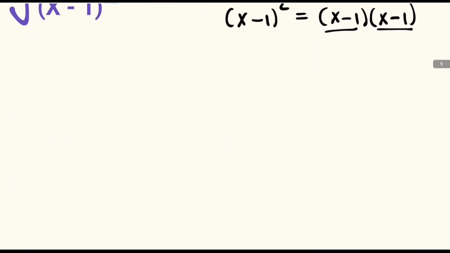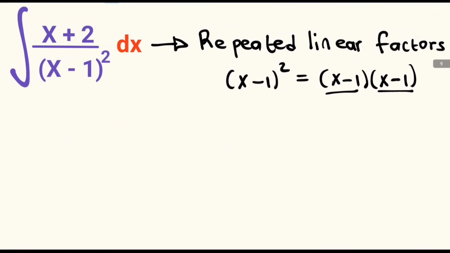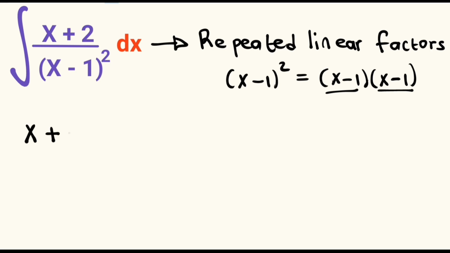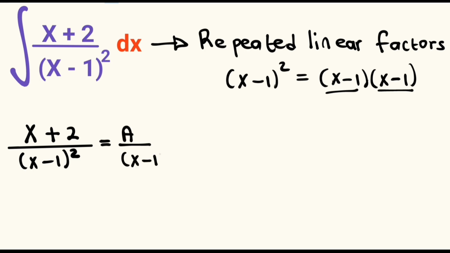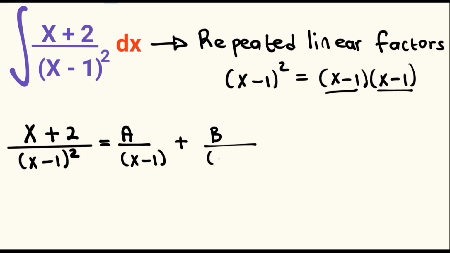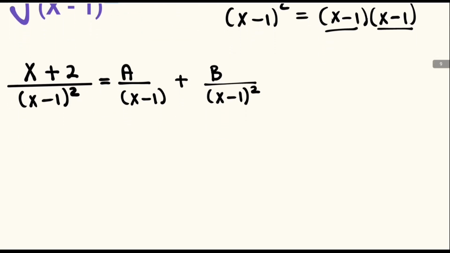In our case, we have x plus 2 divided by, so we forget about the integral for now, this is divided by x minus 1 squared, and the decomposition will be a divided by x minus 1 plus b divided by x minus 1 squared. So we have to determine the numerical values of a and b.